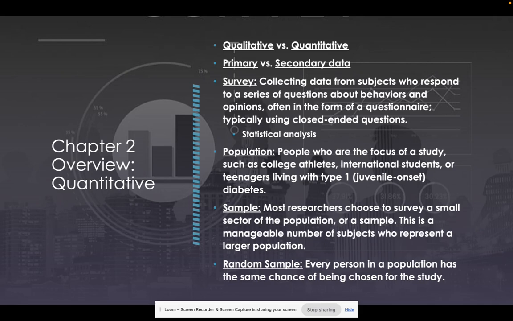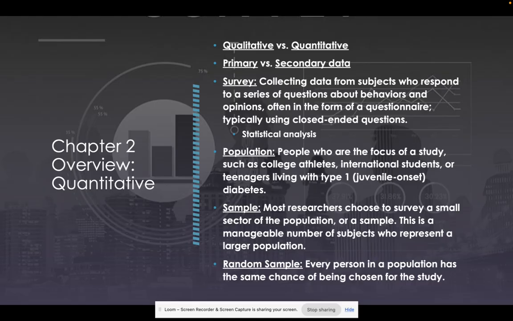According to your textbook authors, most researchers choose to survey a small sector of the population, or a sample. This is a manageable number of subjects who represent a larger population. The sort of gold standard for drawing a sample is called random sampling. This is where every person in a population has the same chance of being chosen for the study.